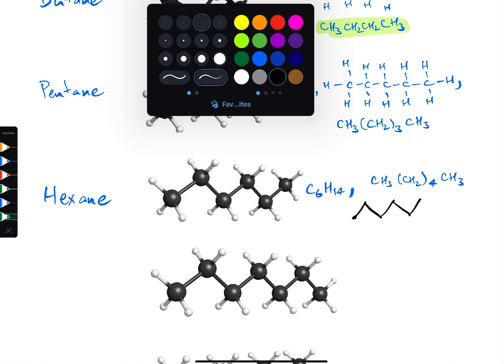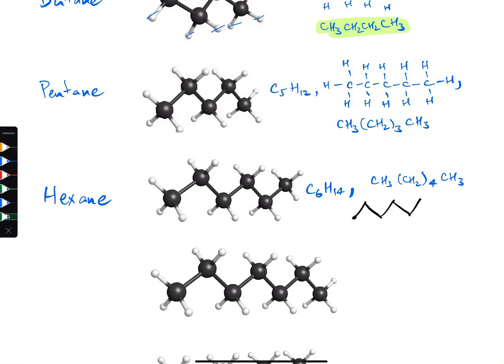So on this first carbon, there is 1, 2, 3 hydrogens implicitly. On the second carbon, there are 2 hydrogens. On this third carbon, there are another 2 hydrogens. On the fourth carbon, 2 hydrogens. On the fifth carbon, 2 hydrogens. And on the sixth carbon, 3 hydrogens also.